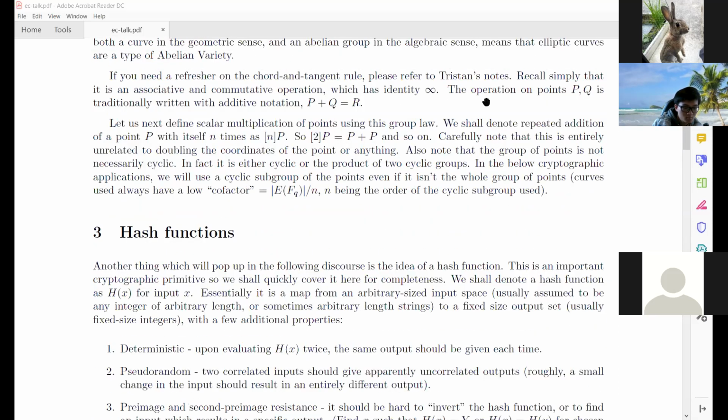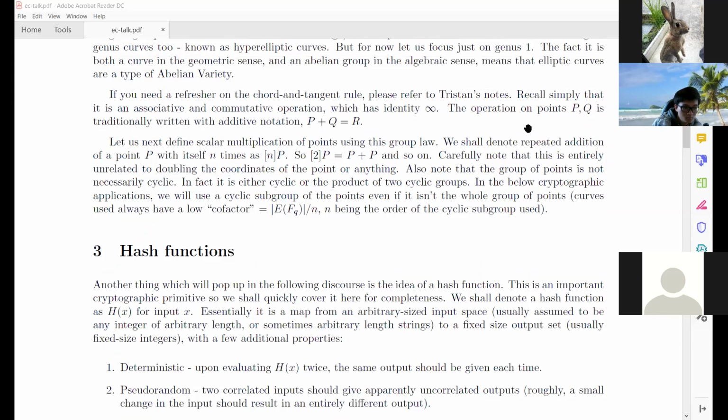Just to quickly refresh, we saw the chord and tangent rule, where you can add 2 points on the curve and get a third point. And remember from Tristan's talk that was an associative and commutative operation, and the identity is the point at infinity. So we've got a nice commutative group, and that's all you really need to know. And then we can also define scalar multiplication of points.